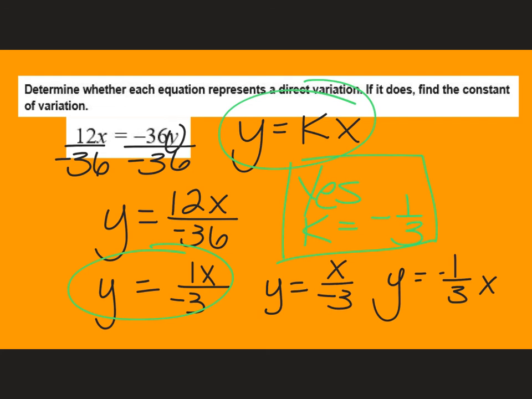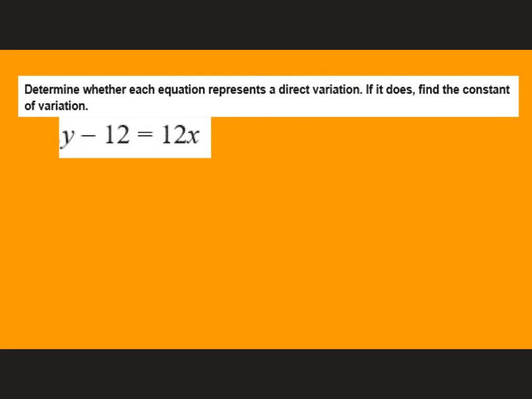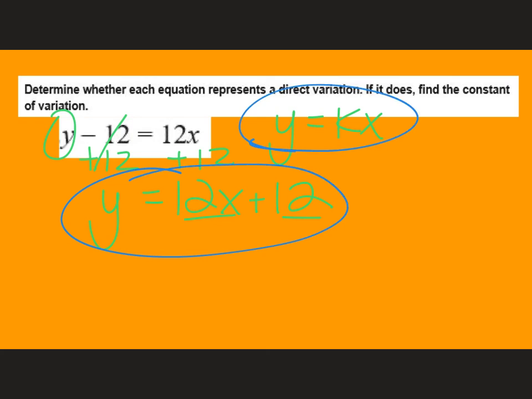All right, one more. Again, we're trying to see if it looks like this, y equals kx. So I'm going to try to get y by itself by adding 12 on both sides. So y equals 12x plus 12. These are not like terms, so we can't combine them. So again, going back to our question, does this look like this? In this case, there would be a no. Because it's a no, there is no constant of variation.